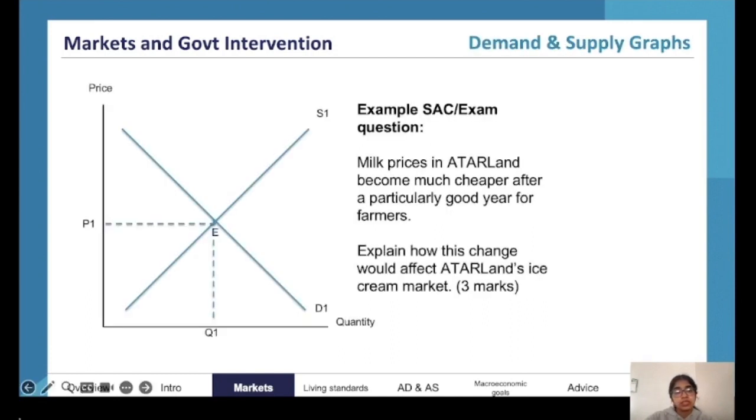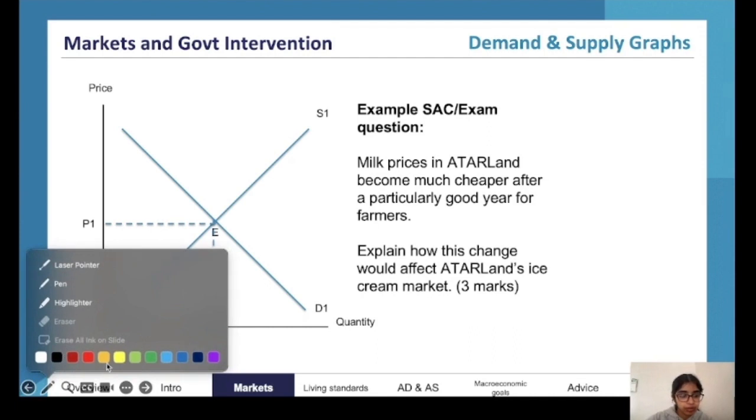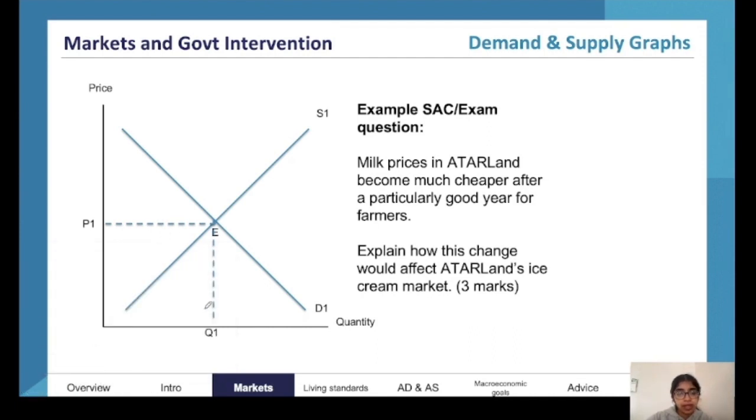So that means I should also draw the graph. That means supply shifts right here. Okay, at the old price, there is a surplus. So I should label this as supply 2. Okay, so there's a surplus at the old price.